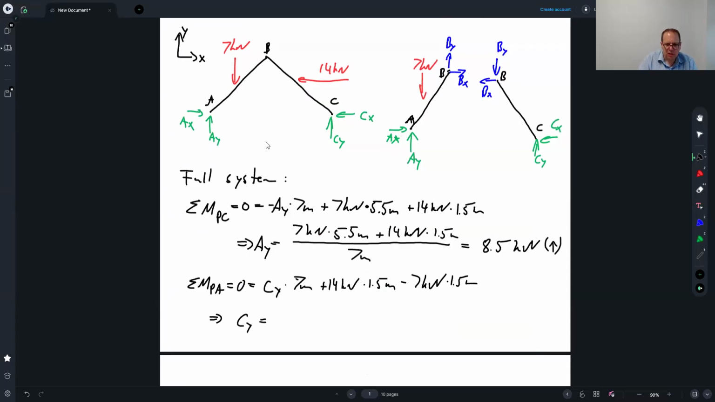All right, I can solve all this for CY. Signs here have to change. So that is 7 kilonewton times 1.5 meters minus, not minus 7 meters, the wrong one, minus 14 kilonewton times 1.5 meters, divided by 7 meters. And that gives me minus 1.5 kilonewton for CY. So that means it is positive going downward. All right, so now I have AY and CY.